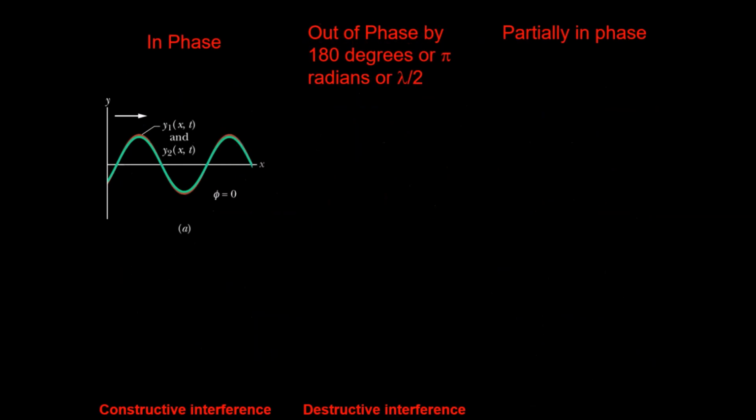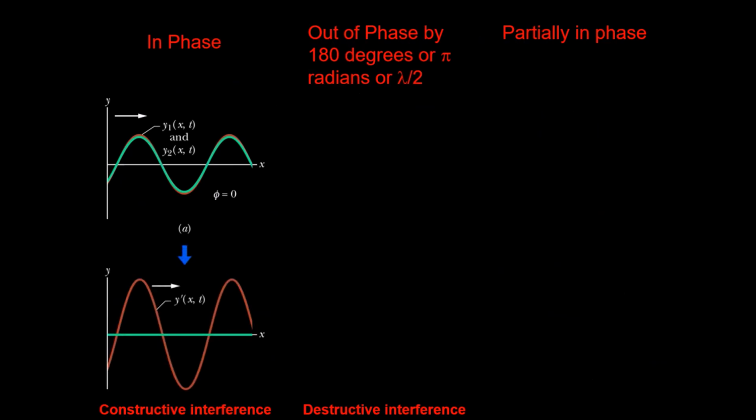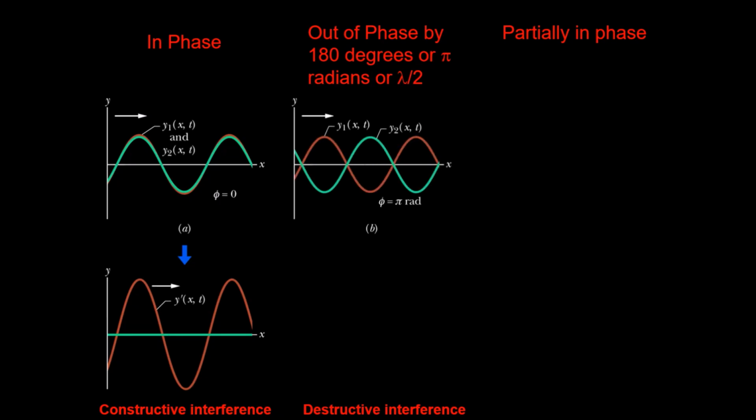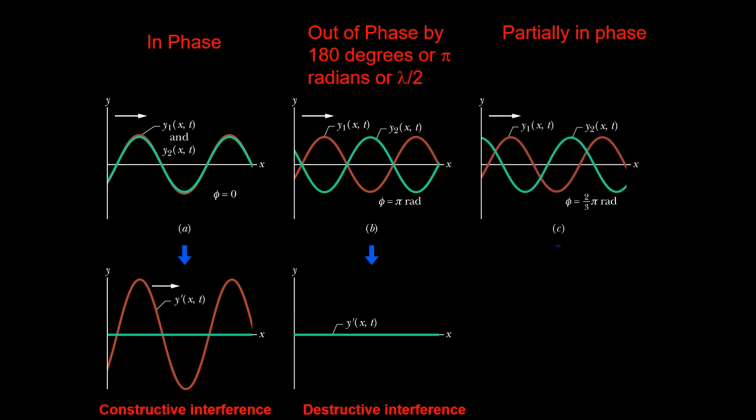So for our constructive case, here we're looking at our waves overlapping and giving us our new amplitude. In our destructive case, where we're out of phase by either 180 degrees, pi radians, or lambda over 2, these are completely out of phase, which gives us 0, our destructive line, and then for anything else which is partially in phase, we'll see a slightly darker line. So you can see any particular combination of these.